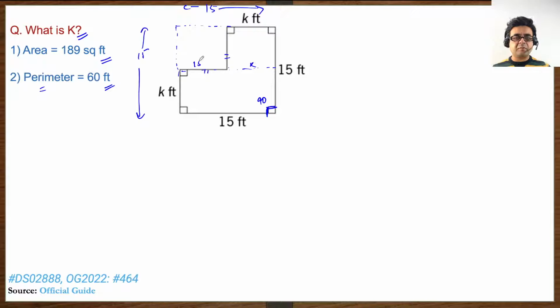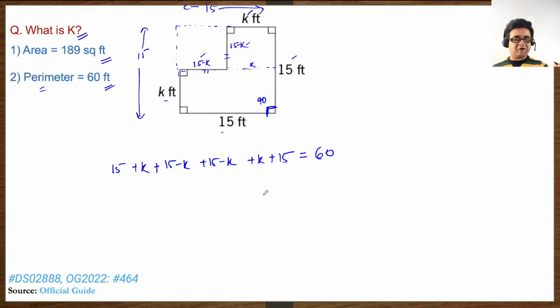So this would be 15 minus k, and this would be 15 minus k, right? So my equation becomes 15 plus k plus 15 minus k plus 15 minus k plus k plus 15. That is the perimeter. So let me just write it down: 15 plus k plus 15 minus k plus 15 minus k plus k plus 15 equal to 60. We have one equation and one variable, so we can easily find the value of k, so it should be sufficient.